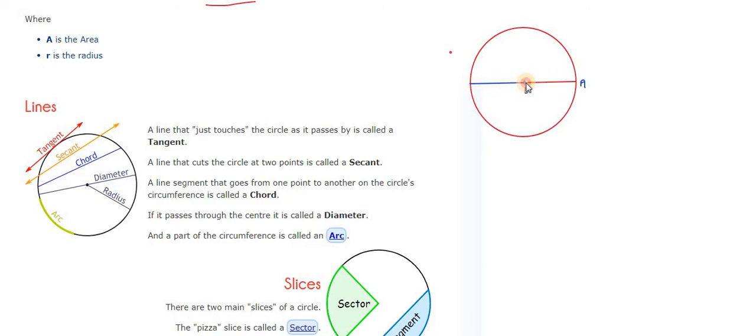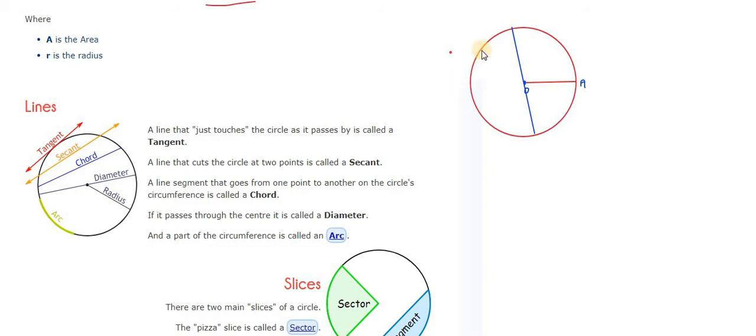Now if I draw a line segment like this, this is the diameter. We can take this as a diameter. I can give some other name for this, a secant. And this diameter is also called the biggest chord.